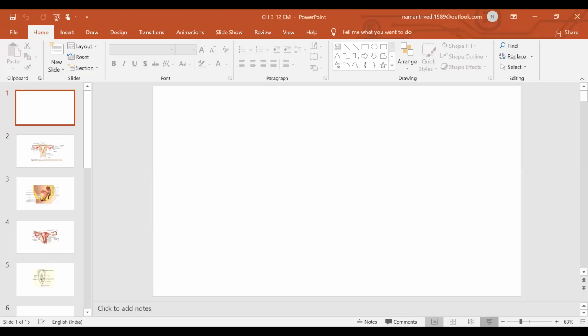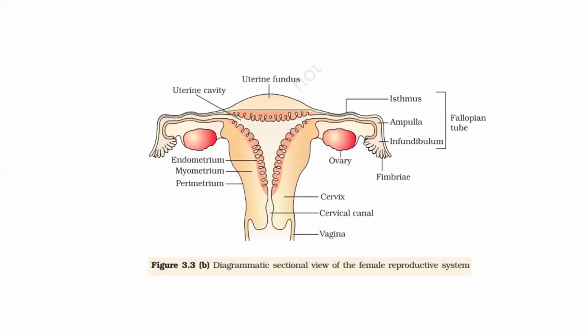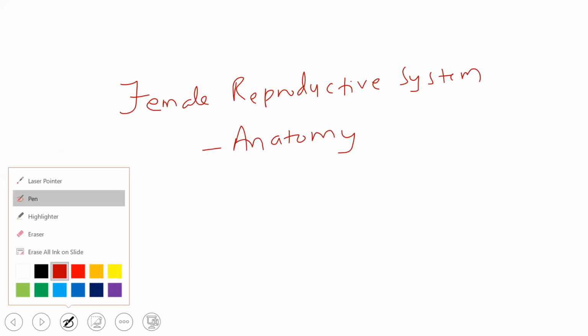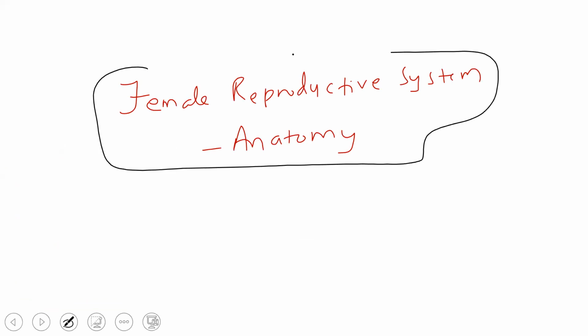Okay, so we'll start with the female reproductive system. Today we'll start with the female reproductive system. Basically, what we'll be covering in today's lecture is all about the female reproductive system, especially its anatomy. All the internal structures and what organs are there inside. So that we'll discuss in today's lecture.